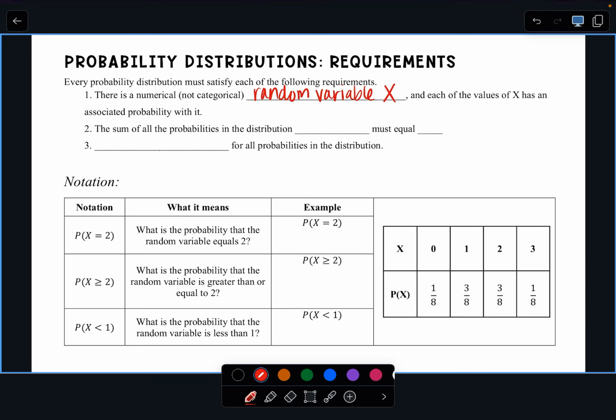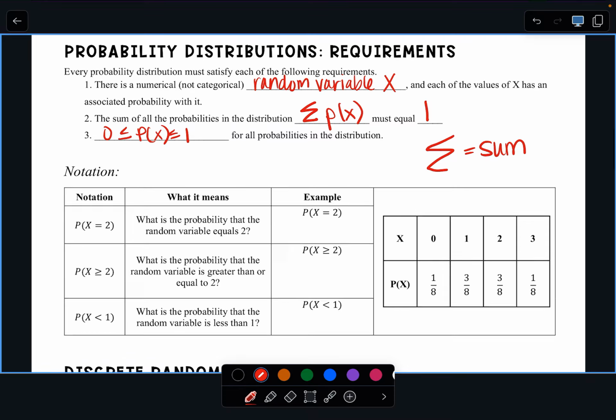And each of the values of x has an associated probability with it. The sum of all of the probabilities in the distribution must equal 1. Language, this is always going to be sum, add everything together. And all of the probabilities must be between 0 and 1. One thing to remember too, you can have 0 and 1 inclusive, meaning you can have a 0% chance of something happening. You can have a 100% chance of something happening. You just can't have a negative chance or a 110% chance, 0 to 1.